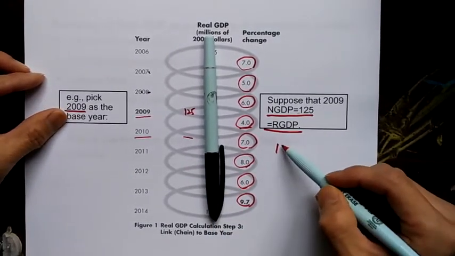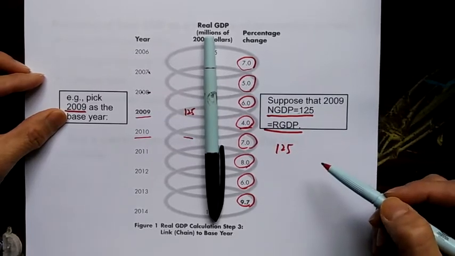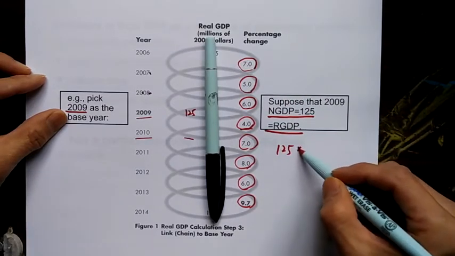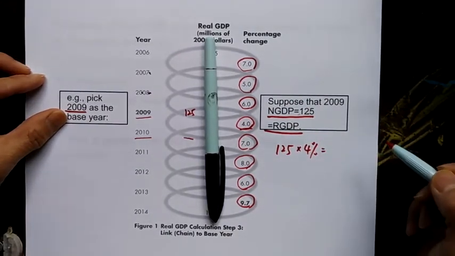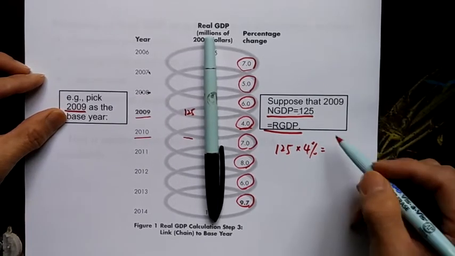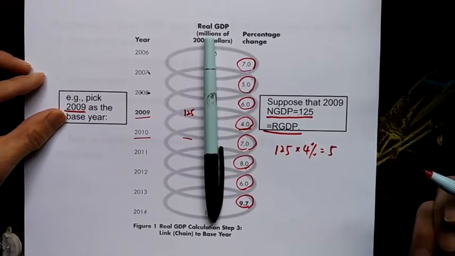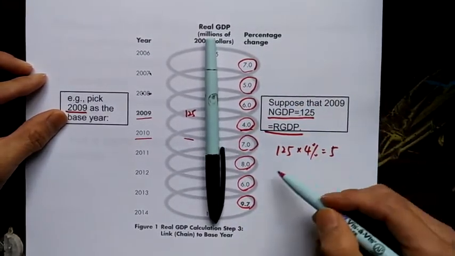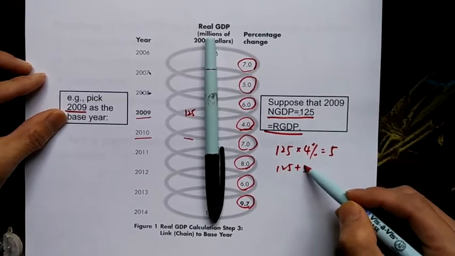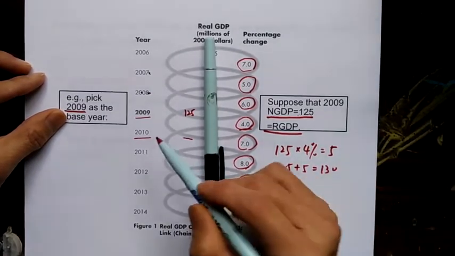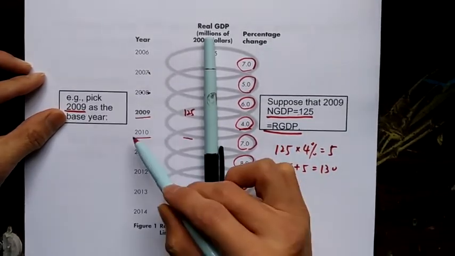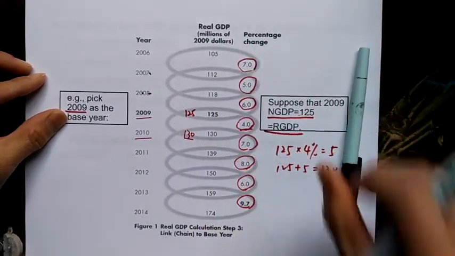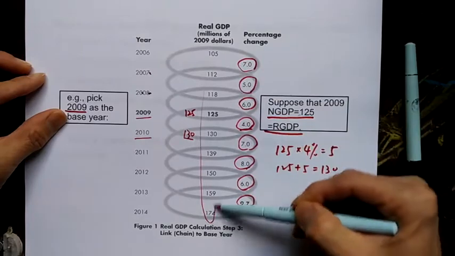Why? 125 grows by 4%. So grow by how much? The answer is 5. So 125 grows by 5. Then what is the new number? 130. Therefore, the real GDP in 2010 is 130. That's exactly where these numbers are from.